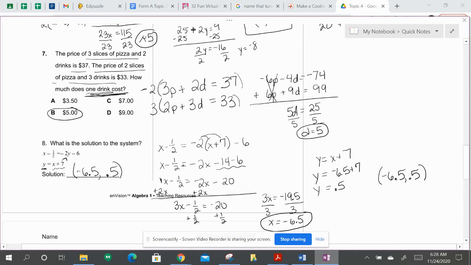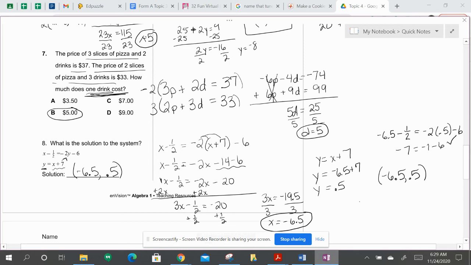And then this is definitely one I'm going to want to check. So the top equation says negative 6.5 minus a half is equal to negative 2 times 0.5 minus 6. So negative 6.5 minus another half would become negative 7. And negative 2 times 0.5 would become negative 1 minus 6. That also becomes negative 7. So I'm feeling good about this one.